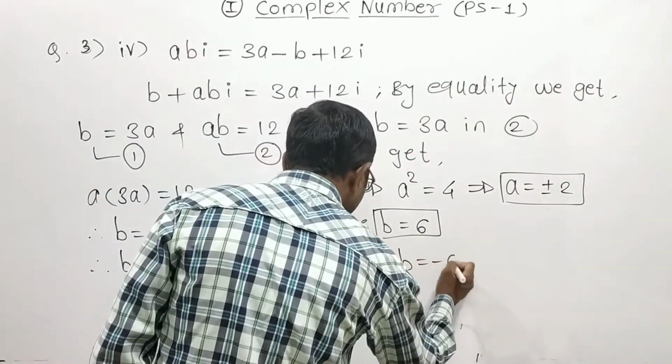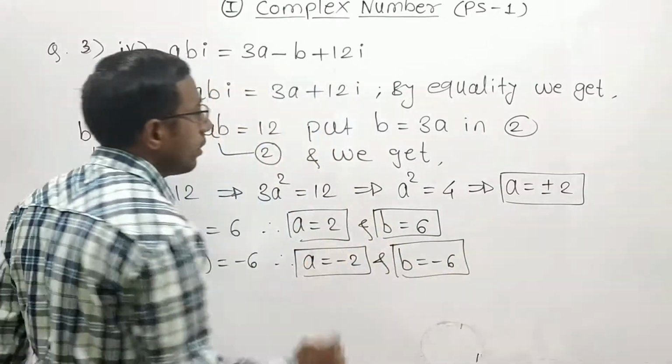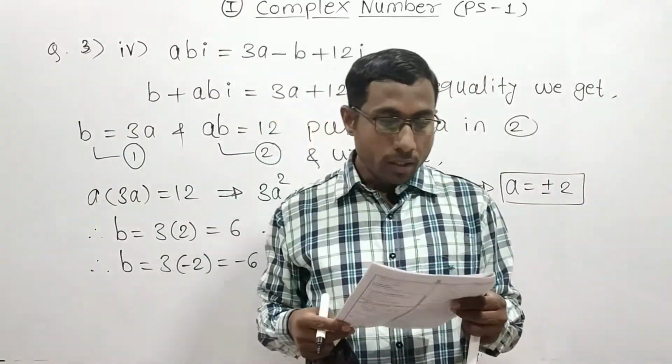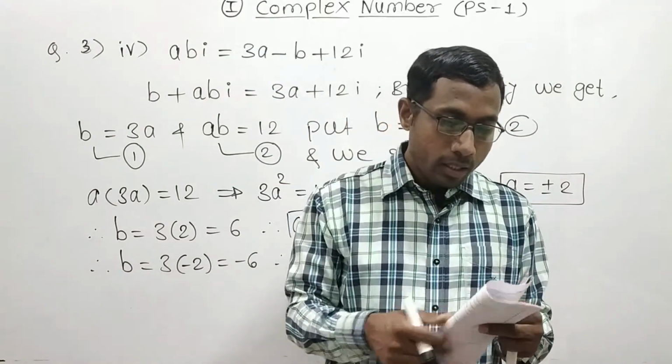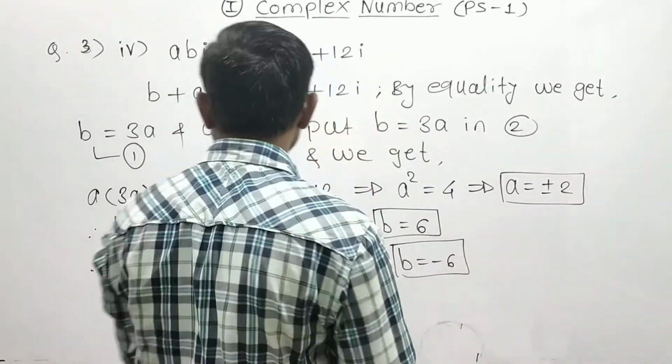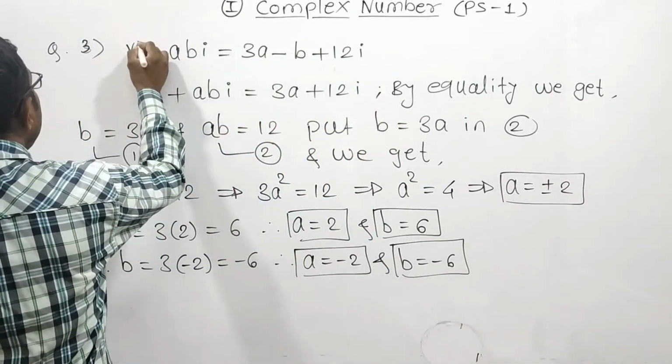And b is equal to minus 6 for this question. So there is a pair of values of a and b. So we have covered the 5th bit from this question. Next, bit number 6. So what is that 6th bit?